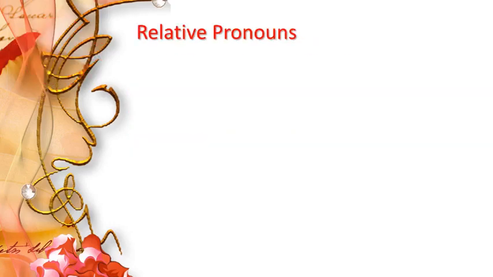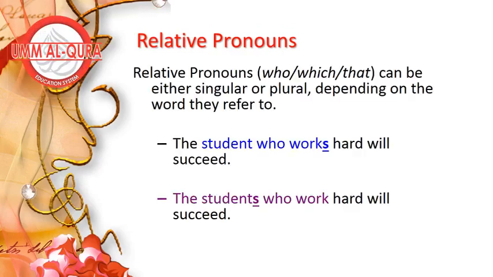Okay. Relative pronouns. Relative pronouns, who, which, that, can be either singular or plural depending on the word they refer to. "The student who works hard will succeed." The student is singular, so the verb will have an s. "The students who work hard will succeed." The subject students is plural, so the verb will have no s.